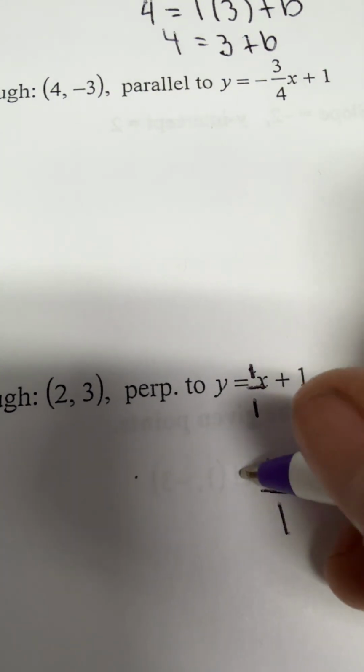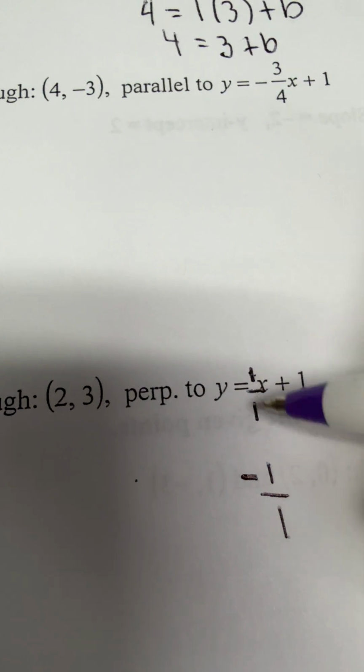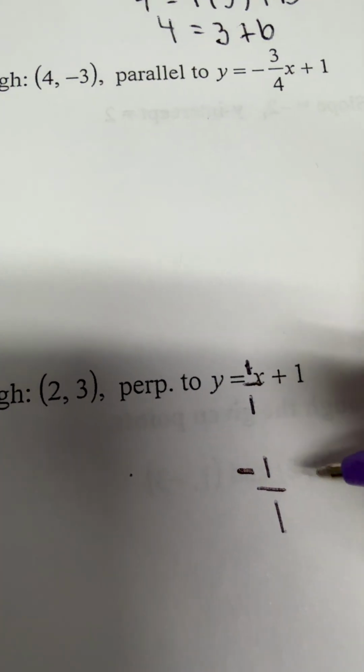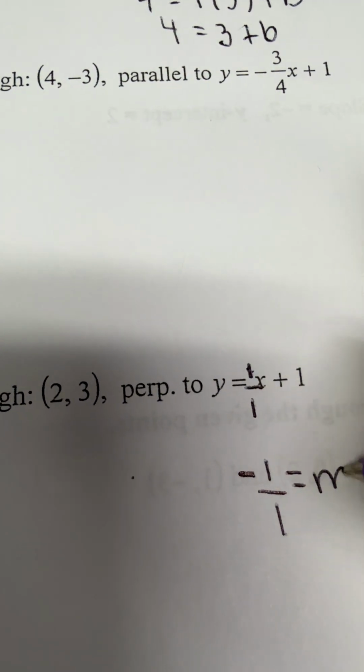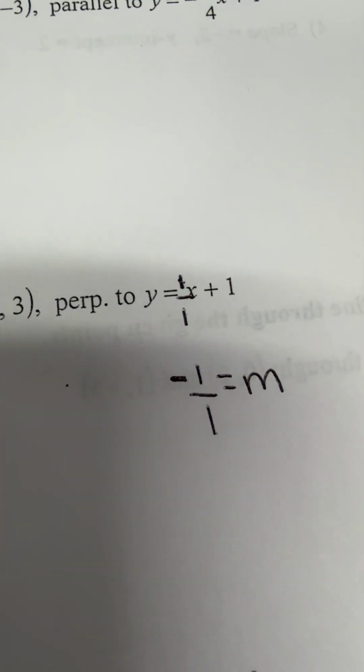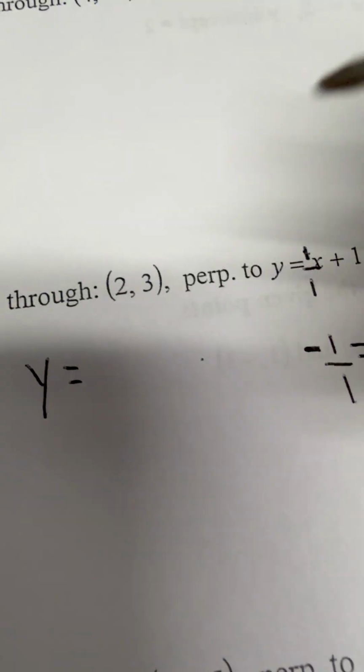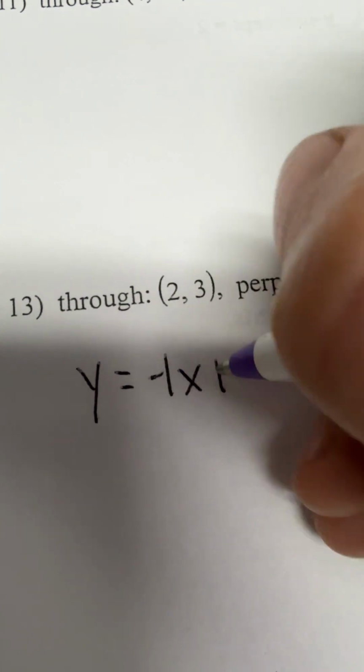And then I change the sign. If it was positive, I make it negative. If it was negative, I make it positive. And now this problem becomes exactly the same thing. This is your slope. And so negative 1 over 1 is negative 1. So I'm going to have y equals a negative 1x plus b.